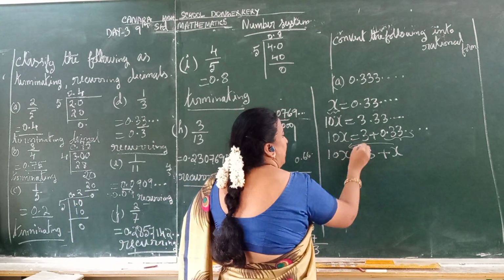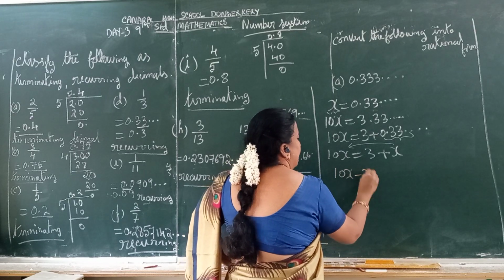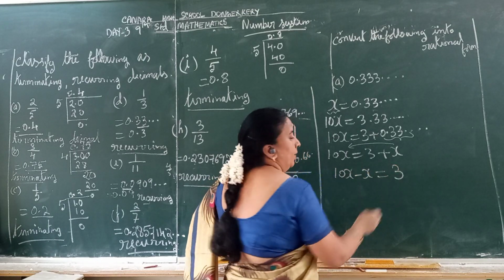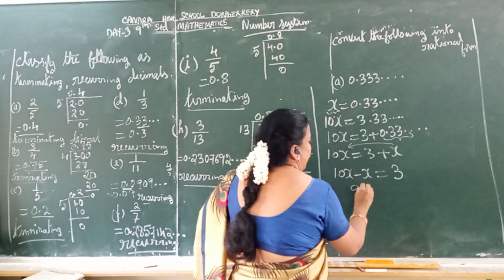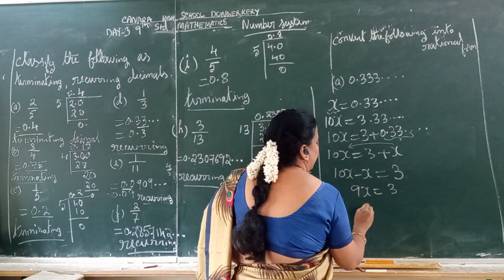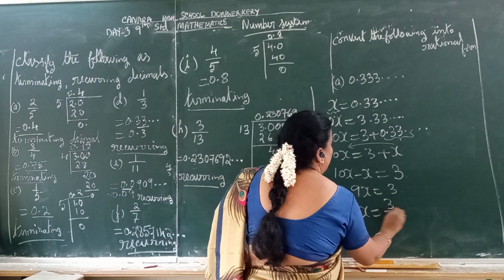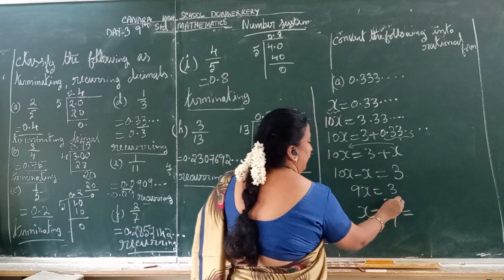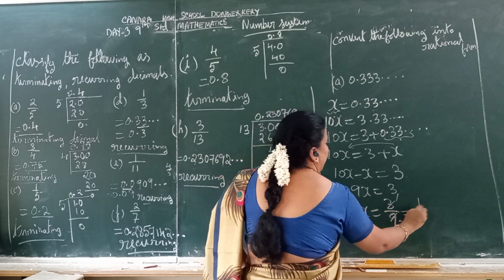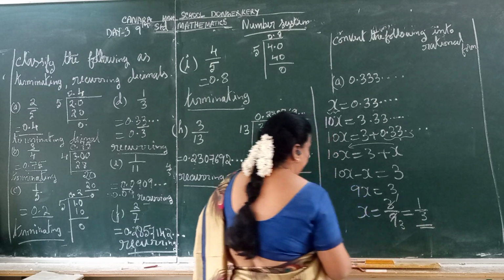Shift x to the left hand side. 10x minus x is equal to 3. 9x is equal to 3. x is equal to 3 by 9. 3 ones are 3, 3 threes are 9, so 1 by 3.